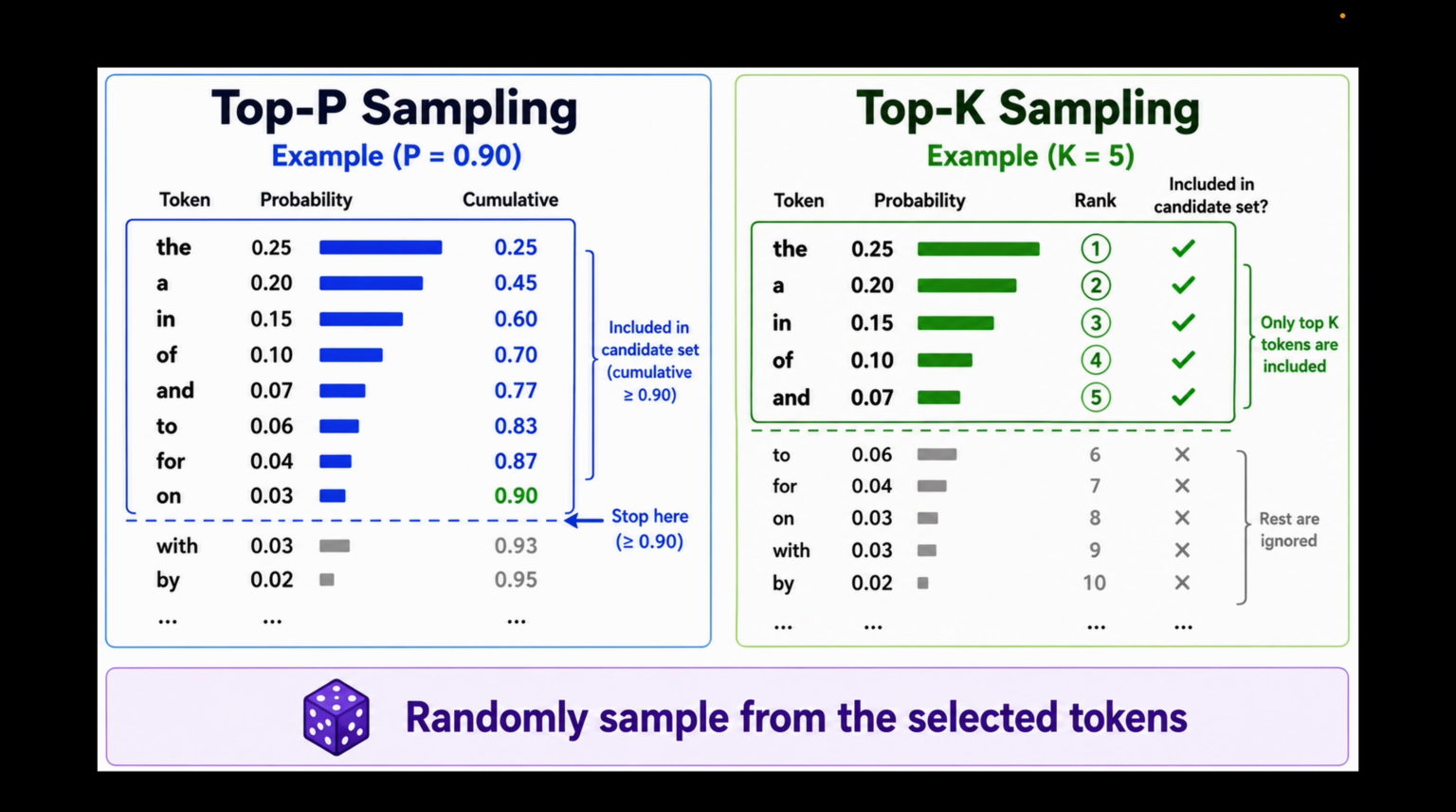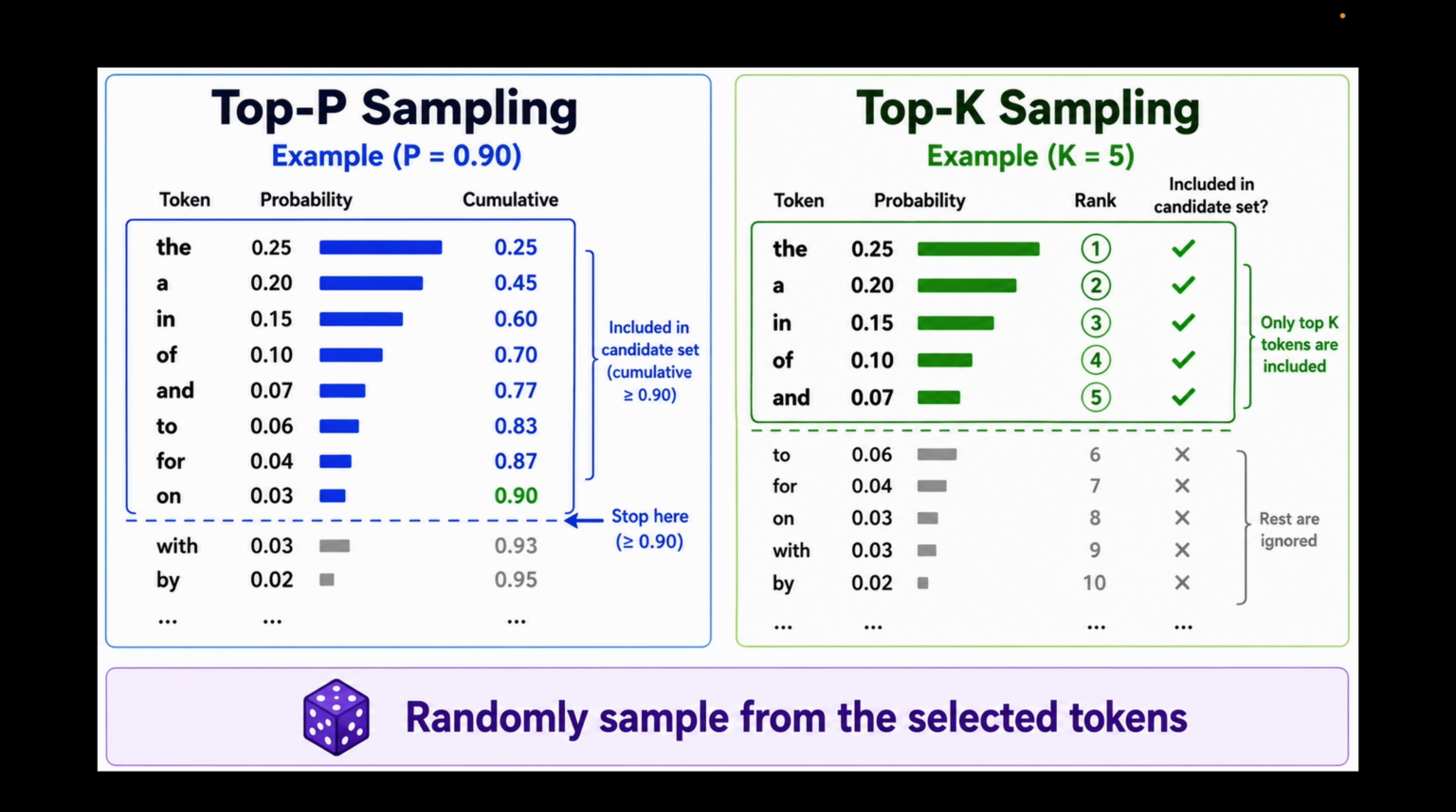In practice, top P is used more often than top K because it adapts to the model's confidence. If the model assigns 90% probability to the top 3 tokens, then top P will limit the sampling to these 3 tokens, whereas with top K, we will include 2 tokens that have very low probability in the candidate set.